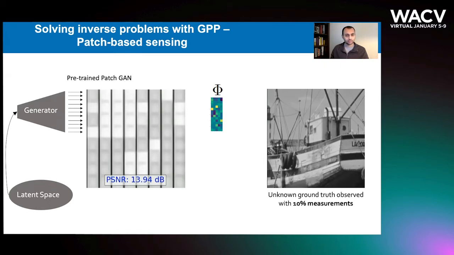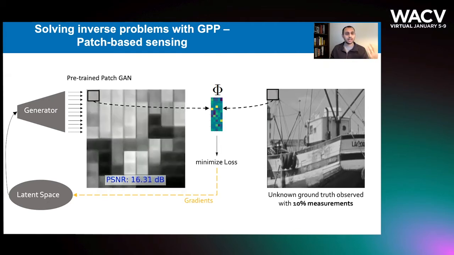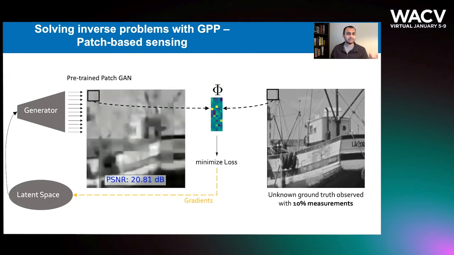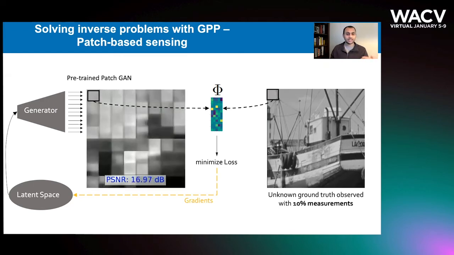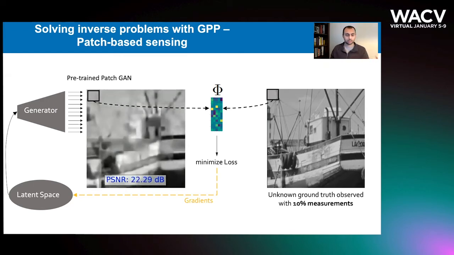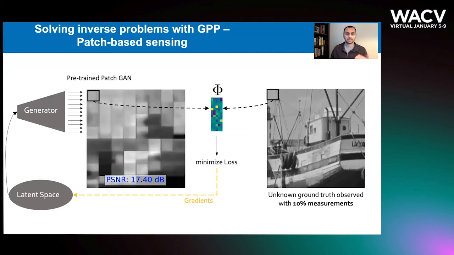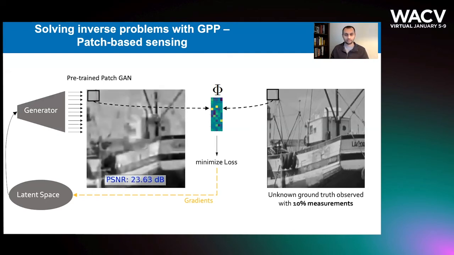We then sense each of these patches with the same measurement matrix and compute a loss. We compute gradients that minimize this loss and update the latent space so that our patches get more informed so as to estimate the ground truth. As the optimization progresses, we find that even imposing this cost at a patch level, the patches are able to converge to the solution with very high accuracy. Even with just a 10% measurement rate, we're able to recover images with up to 24 to 25 dB, which is much higher than state-of-the-art methods. This is an entirely unsupervised method, which is broadly applicable.